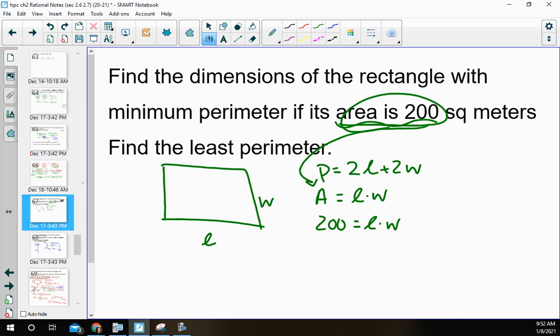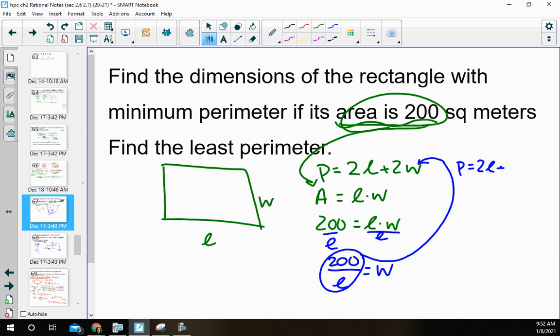Okay, and then I need to solve for one of the sides. So I'm going to get my width by itself, so I'm going to divide by my length. So 200 divided by L is equal to W. I'm going to use my substitution, so I'm going to plop this in for my W. So I have P is equal to 2L plus 2 times 200 all over length. If I wanted that simplified, 2 times 200 is 400. And then I'm going to go ahead and graph this and find the length for it.